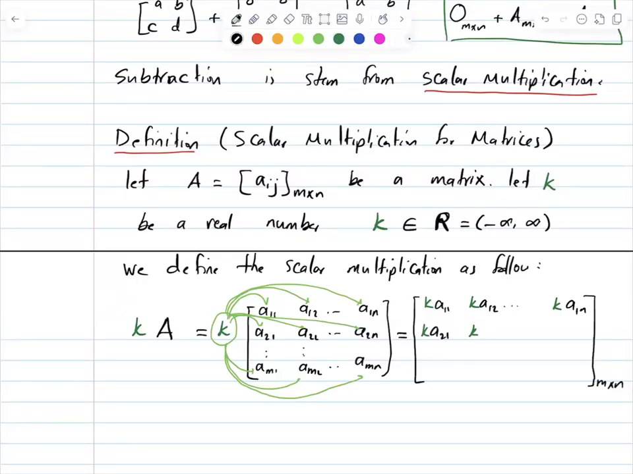This is A21, A22, dot, dot, dot, A2n. Let me write it a little bit faster, trying to include as many details as I can for you. Am1, Am2, and dot, dot, dot, Amn. And here we are multiplying every single entry by K. So this is called a scalar multiplication. Scalar, as I mentioned, is just a number.